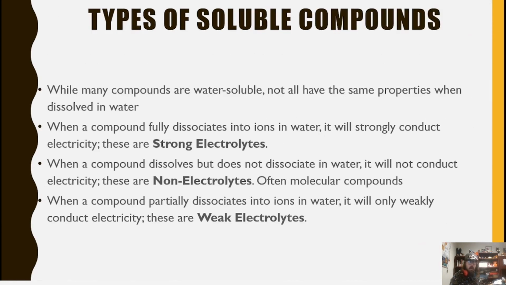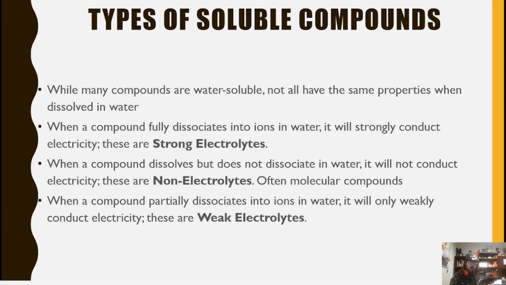Now, we can break soluble compounds into three different classes. They're not all going to have the same properties. Some compounds, when they fully dissociate in water, will strongly conduct electricity. These are referred to as strong electrolytes. Basically, when they hit the water, they form a lot of ions. And a lot of ions means it's going to conduct a lot of electricity. And with that in mind, you're going to see a strong current if you try to flow electricity through them.